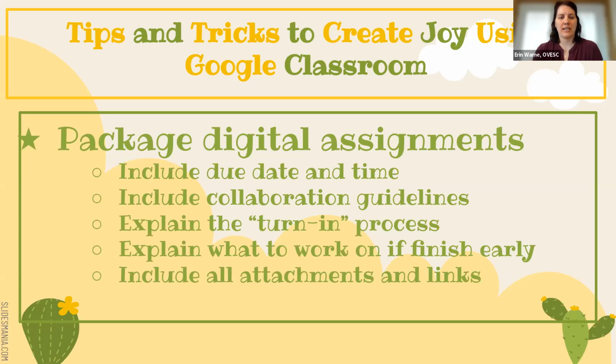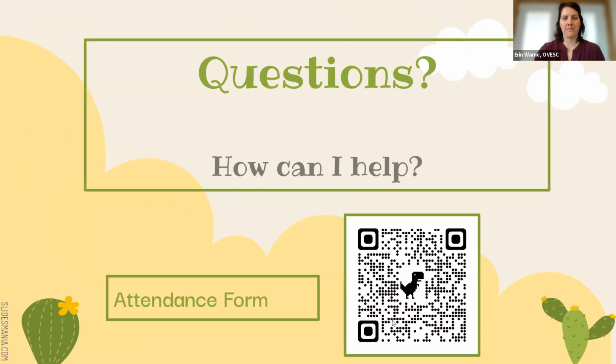Include collaboration guidelines. How do we work together? Explain the turn-in process. How are they going to turn in this assignment? Explain what to work on if they finish early, or maybe go to that other Google Classroom that you have. And include all attachments and links. So make sure you have everything attached to the assignment that you want them to do, and then that way they are not confused.